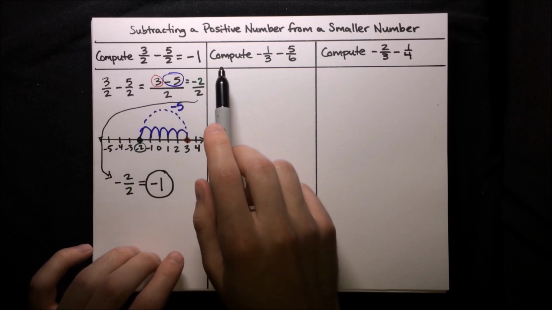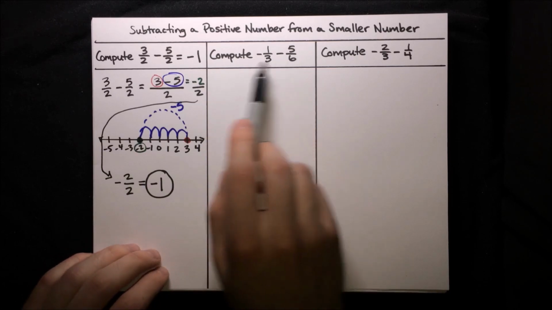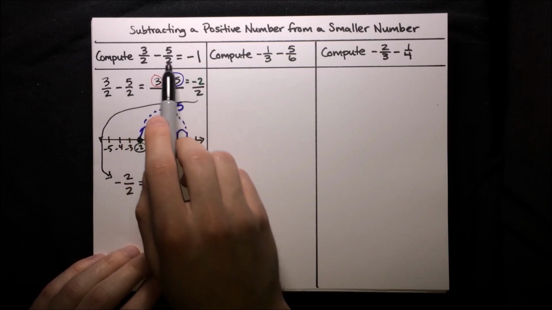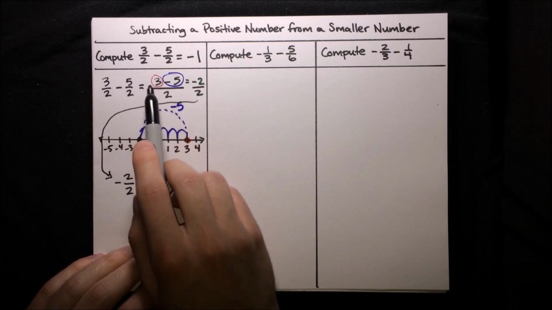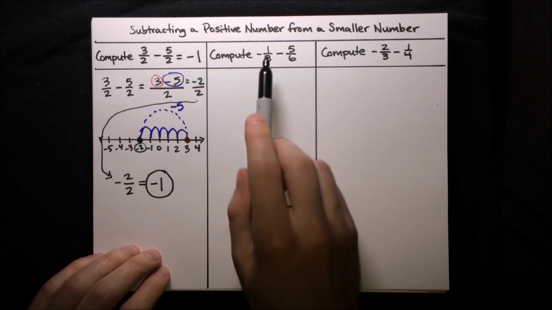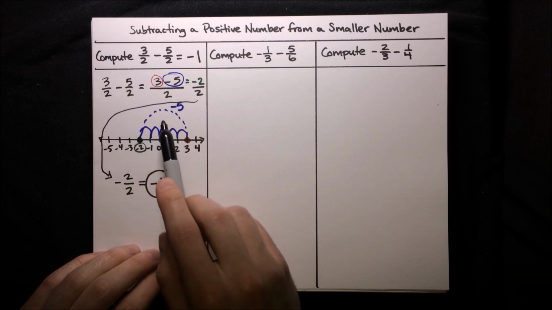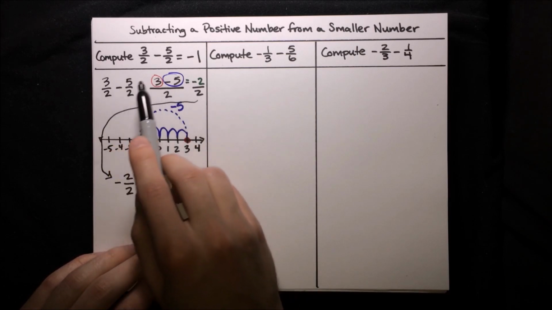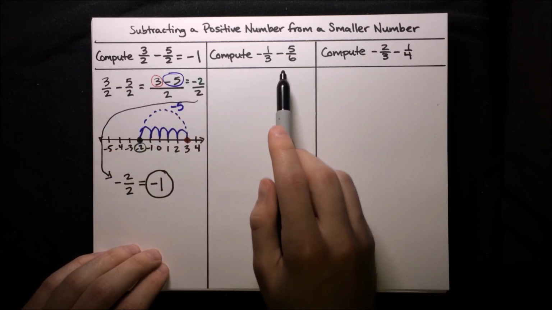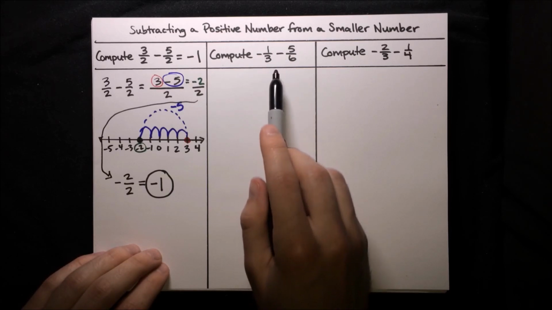Okay, so next we want to compute -1/3 minus 5/6. Last time was easy because both of the fractions had the same denominator, so we could just subtract the numerators right across. This time though, they have different denominators. This denominator is 3, that denominator is 6. So before we even get started with subtraction, before we even subtract the numerators, we're going to have to change the fractions into equivalent fractions with the same denominator.